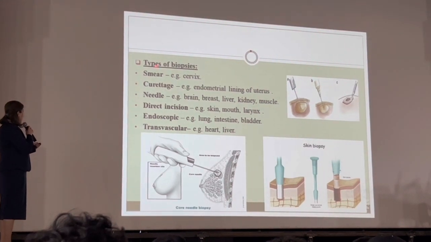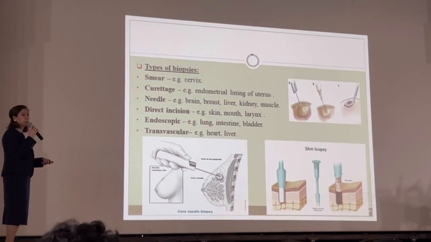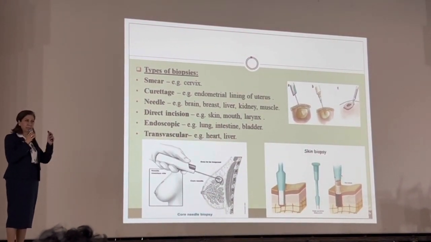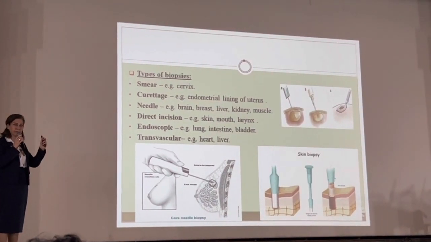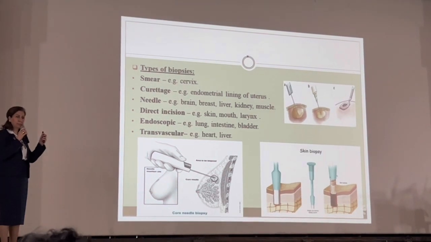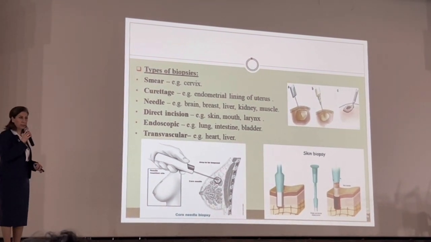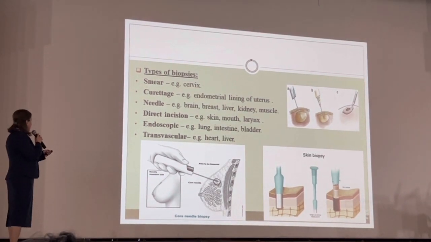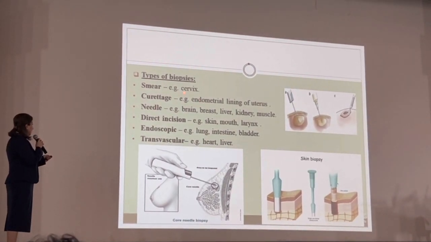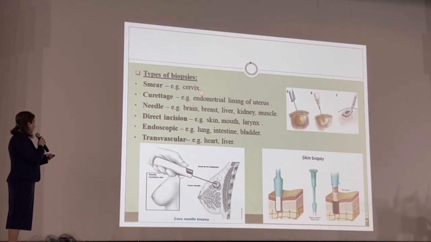For example, we have the smear. You use a special type of cotton, you just wipe it and send it to the pathologist to be studied. This is performed in the region of the cervix, in the female genital organ.